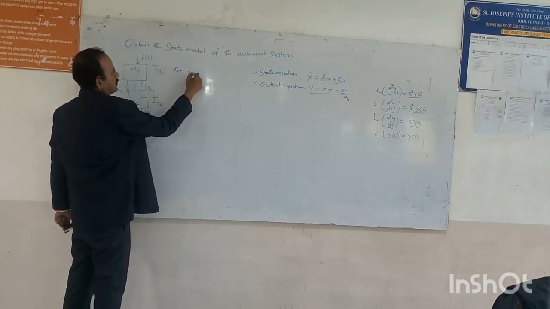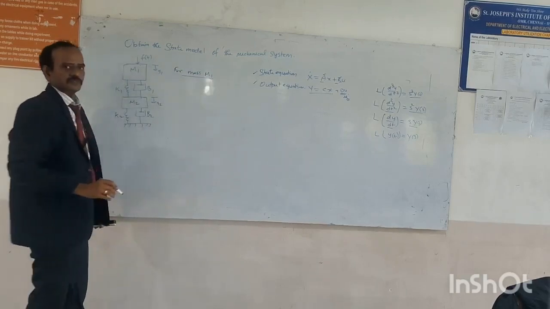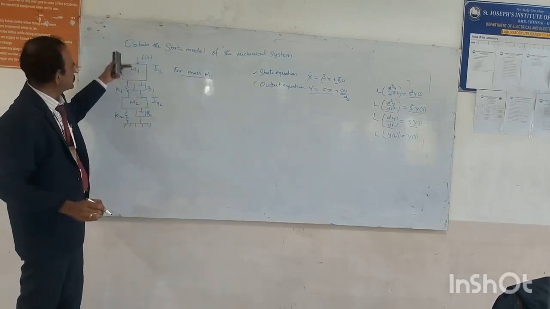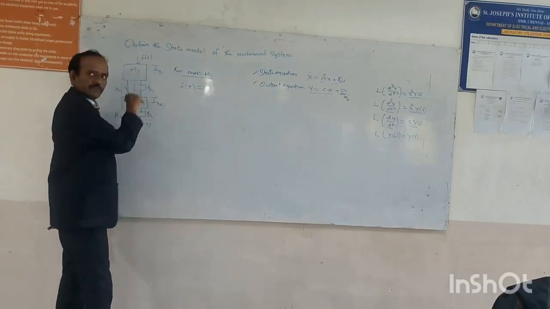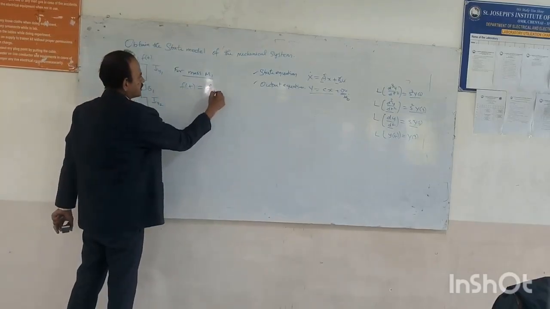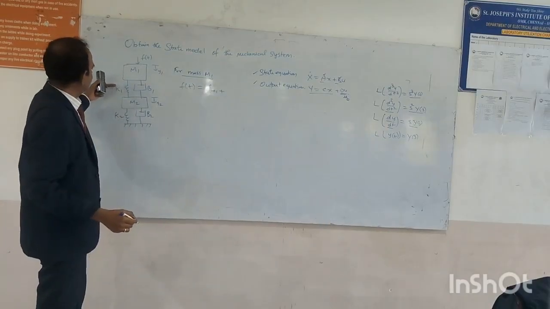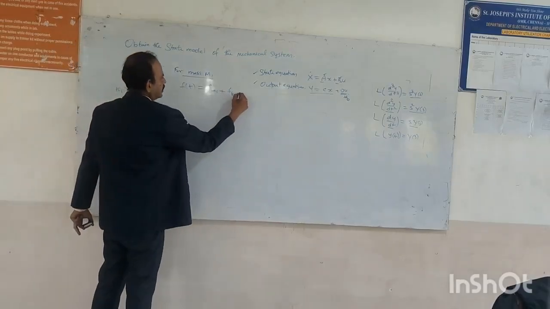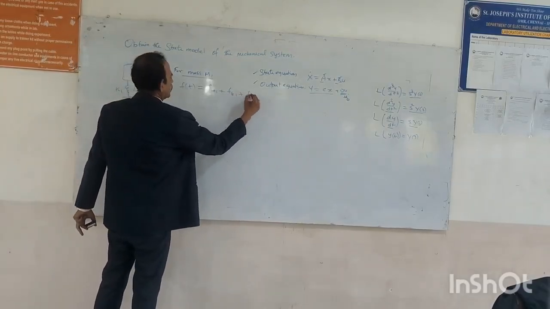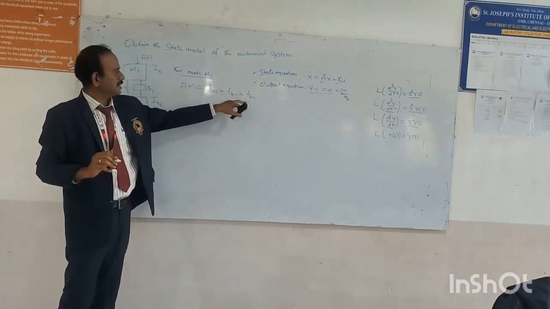For mass 1, what is the applied force? What are the opposing forces? By Newton's second law, the applied force is F of t. What are the opposing forces? We have the opposing force for mass 1, which can be represented by Fm1. Similarly, what are the other elements connected to mass 1? K1 and B1. So we can write Fk1 plus Fb1. So what are the corresponding equations for mass, spring and dashpot?